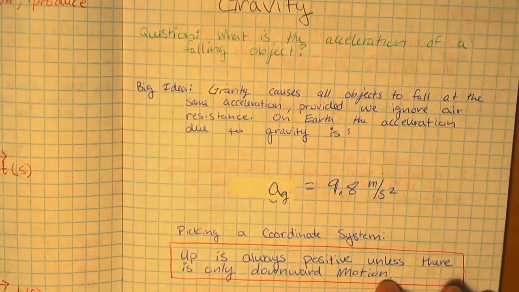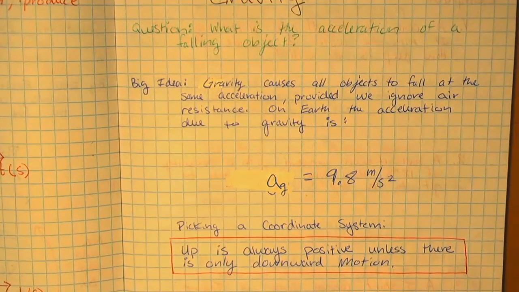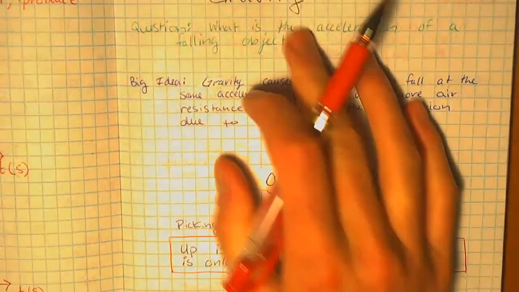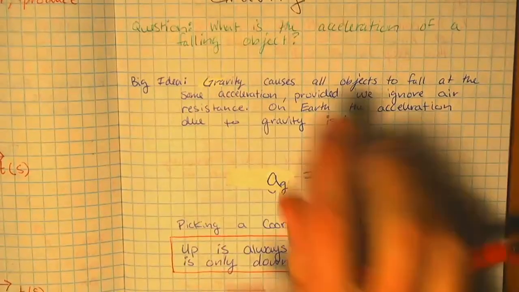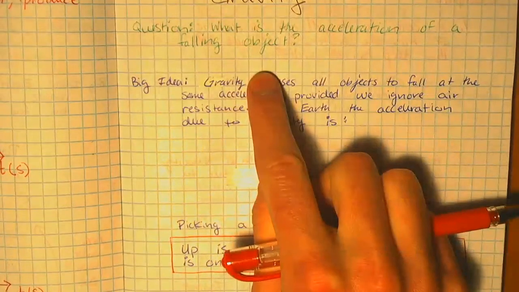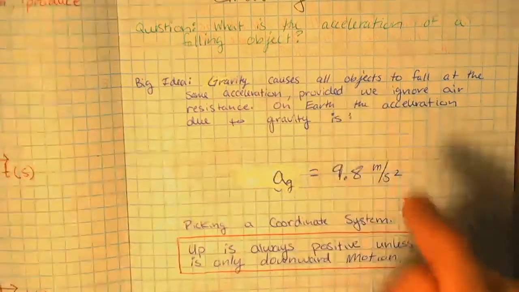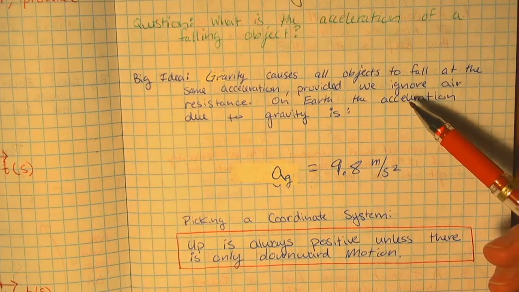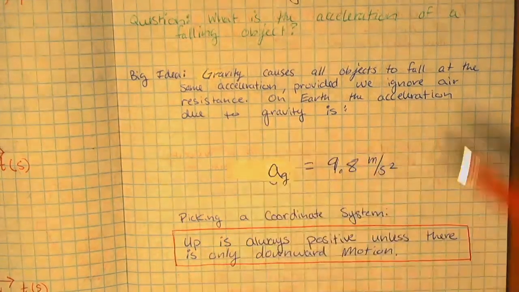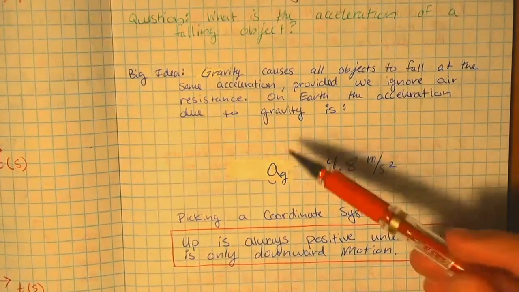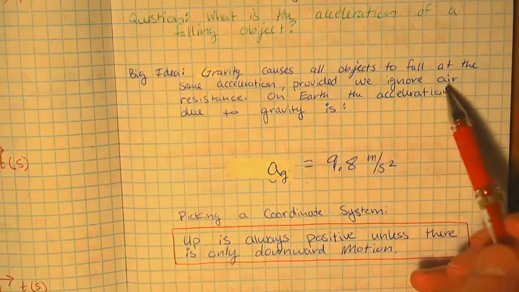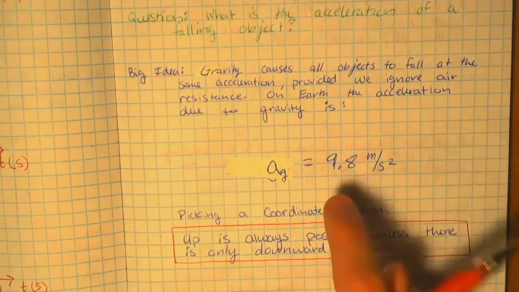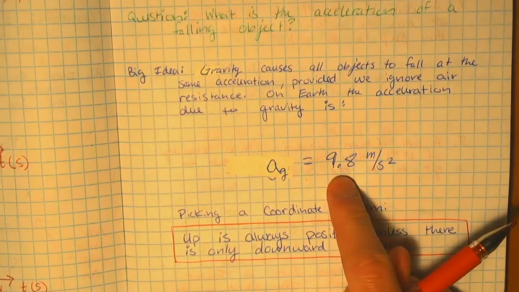All right. Hi, everyone. These notes are going to be the Physics Journal 8, the gravity notes. So the leading question here is, what is the acceleration of a falling object? And so that would be an object that's just falling in the air. Gravity causes all objects to fall at the same acceleration, provided we ignore air resistance on Earth. The acceleration due to gravity is 9.8 meters per second squared.